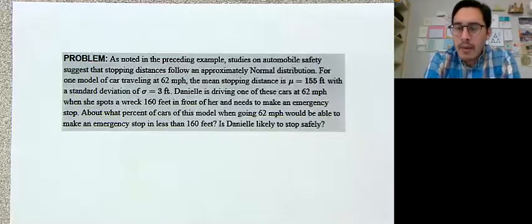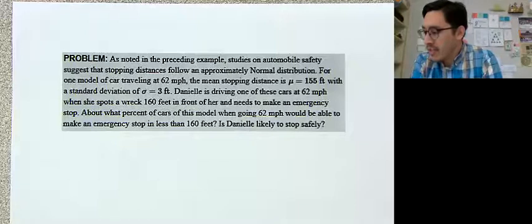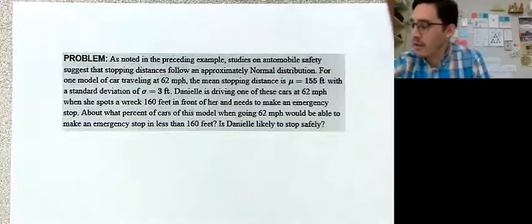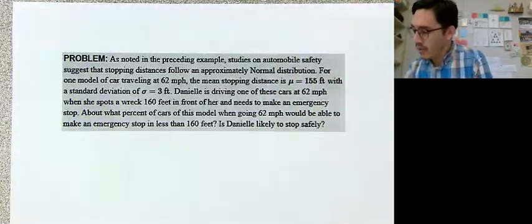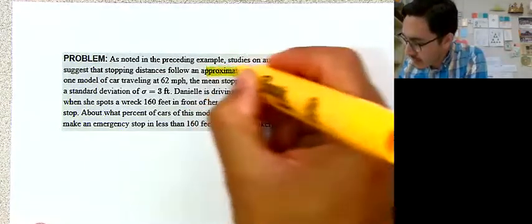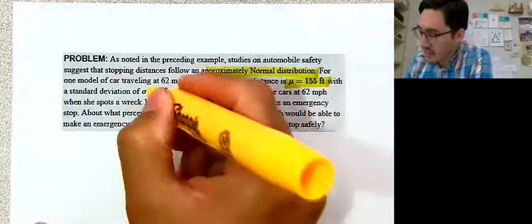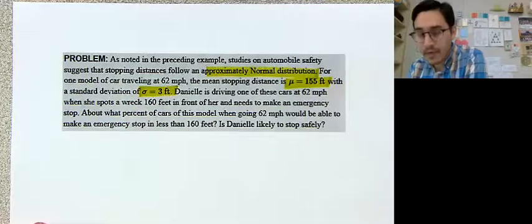All right, so in this video, I'm going to start to demonstrate how to solve problems involving normal distributions. As noted in a preceding example, studies on automobile safety suggest that stopping distances follow an approximately normal distribution. For one model of car traveling at 62 miles per hour, the mean stopping distance is mu equals 155 feet, with a standard deviation of sigma equals 3 feet.